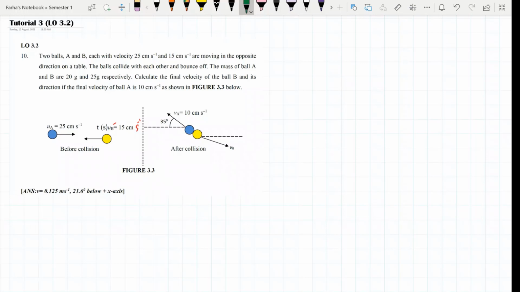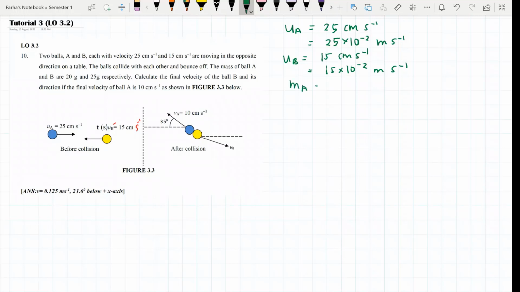Okay, so kita list down kan all the information given. Kita ada initial velocity of A is 25 cm per second. Ingat kita mesti convert ke meter per second, so kita akan dapat 25 power of negative 2 meter per second. Then UB is 15 cm per second. Then we convert to SI unit, we can get 15 power of negative 2 meter per second. Then the mass of A is 20 grams, so kita akan convert ke kilogram. And mass B 25 gram, kita akan convert ke kilogram also.